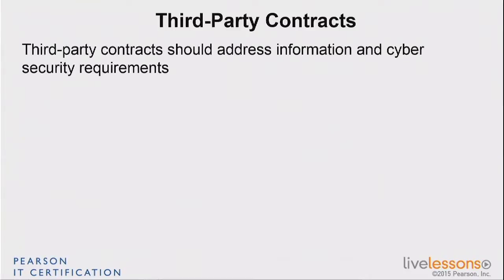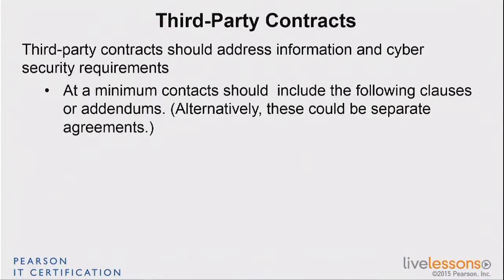So third-party contracts should address information and cybersecurity requirements. And we're using the term cybersecurity here to acknowledge the fact that information may travel between organizations, that what one organization does impacts the other organization. So at a minimum, our third-party contracts should include the following clauses or addendums, or alternately, these could be separate agreements, but they need to be contractual obligations.